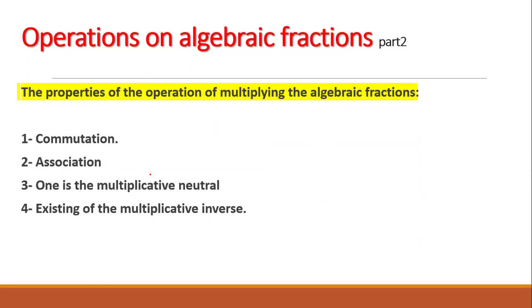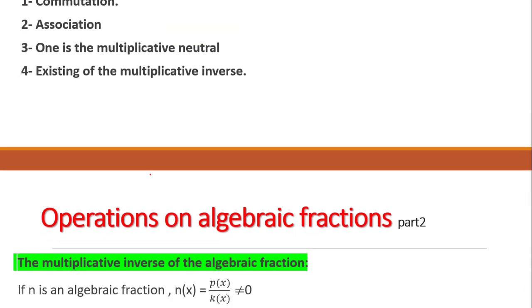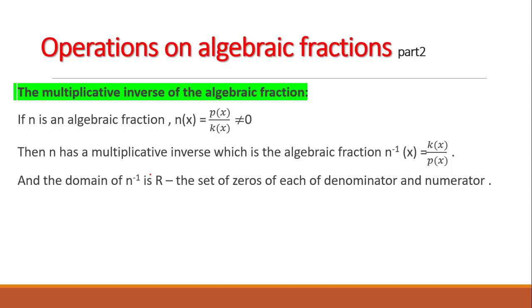We have the same properties of multiplying algebraic fractions as fractions: commutative and associative. Also we have one, which is the multiplicative neutral, and also there is a multiplicative inverse. How can we get the multiplicative inverse of an algebraic fraction? If we have n, for example, an algebraic fraction of x equals p of x over k of x, but take care, n of x should not equal 0. Then n has a multiplicative inverse.